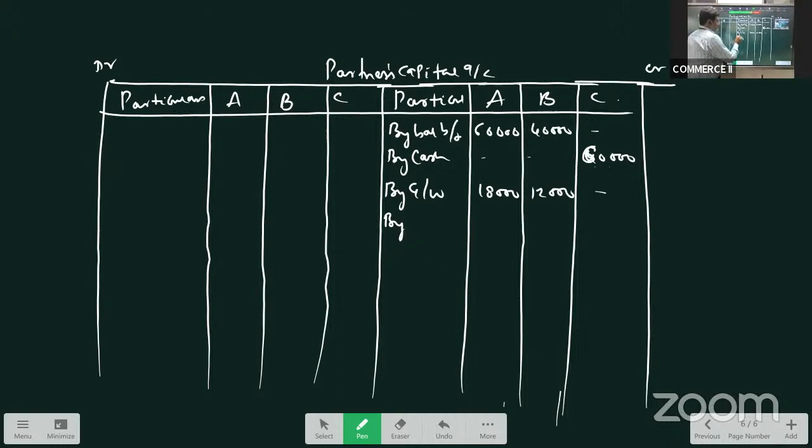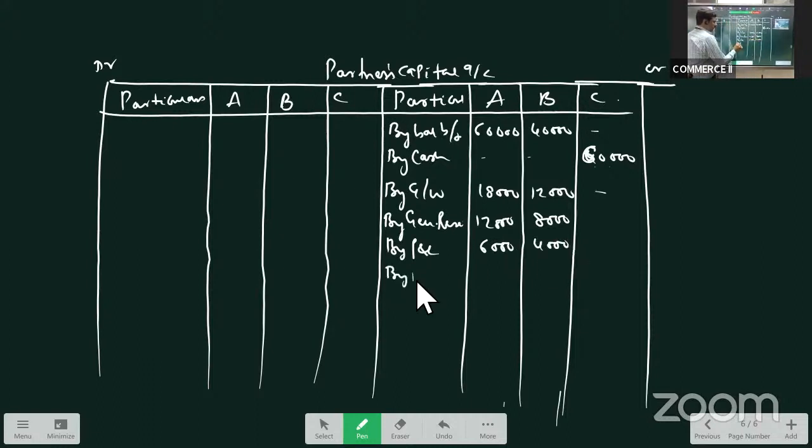So we'll take by general reserve 20,000 credited in the ratio 3:2. So 20,000 into 3 by 5, 12,000, 8,000. P&L credit balance, 10,000 credited in the ratio 3:2, 6,000, 4,000.